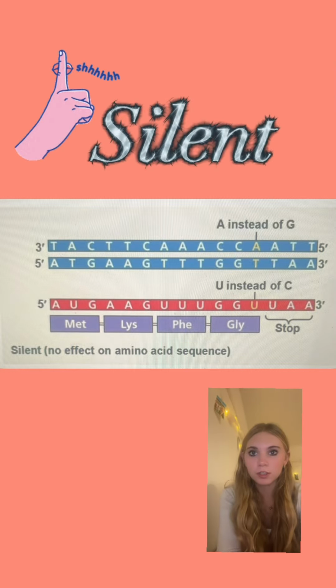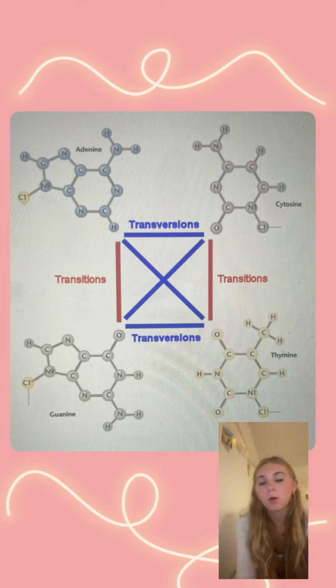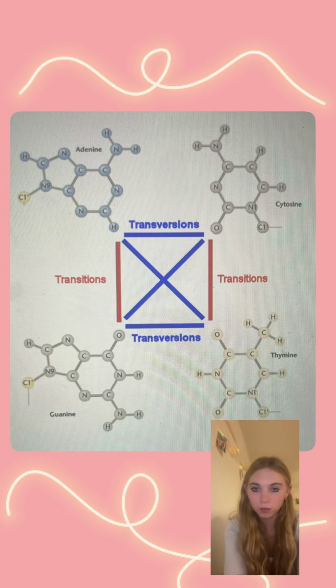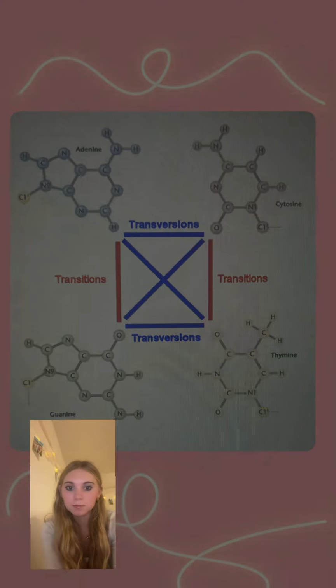A silent mutation changes a base but doesn't change the amino acid at all, thanks to the redundancy of the genetic code. Point mutations can also be grouped as transitions, when a purine replaces a purine or a pyrimidine replaces a pyrimidine. And transversions are when a purine and a pyrimidine switch places.